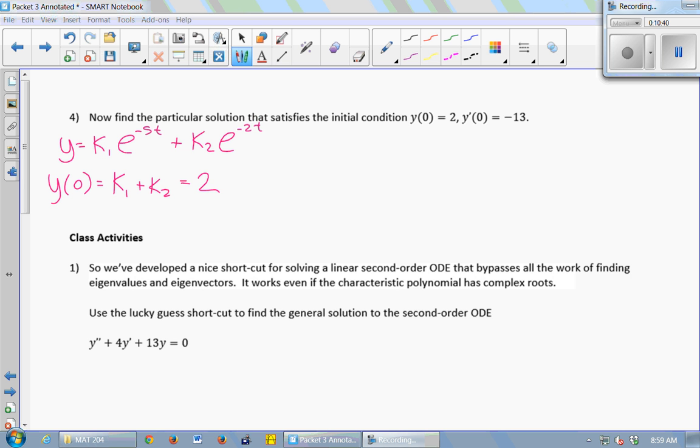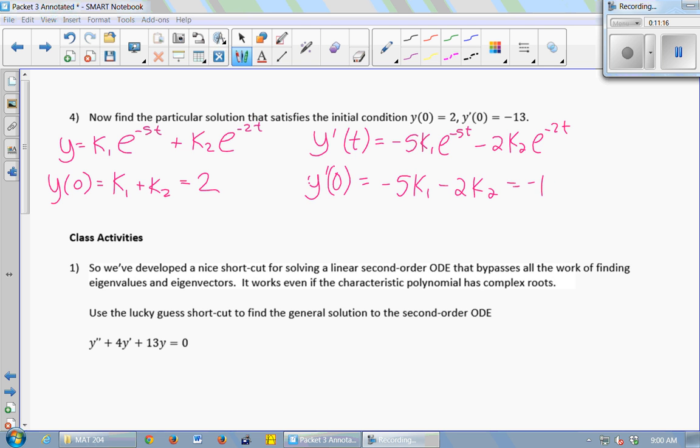And then they gave me y prime. So let's take y prime, which is going to be negative 5 k1 e to the negative 5t minus 2k2 e to the negative 2t. And we also could have gotten that from the v. If you had done the chapter 3 method, you would have had this already because you found y and v. And y prime is the same as v. So then y prime of 0 is going to be negative 5k1 minus 2k2 equals negative 13.